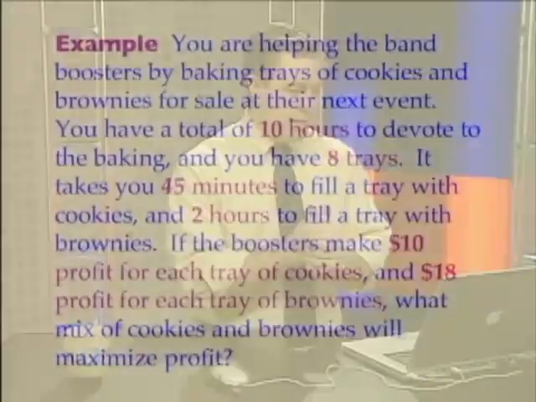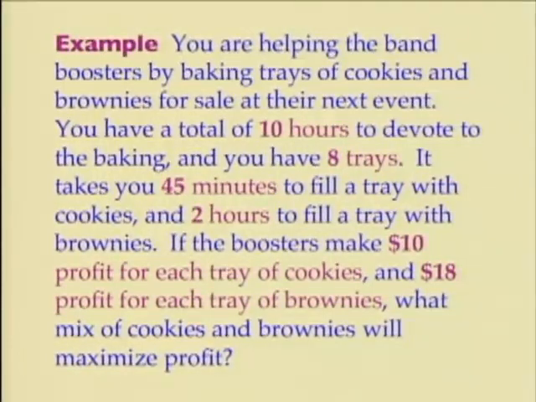Here's the example that I'm going to work with you. Let's say you're helping the band boosters or some other civic club, and you're helping out by baking cookies or brownies for them to sell at their next event. And you've told them, I can devote 10 hours to the project, but then I've got to do my other stuff. And so that's a constraint. You're only going to spend 10 hours on the baking. And then the other constraint is you only have 8 trays that you can provide full of cookies or brownies, whichever it is.